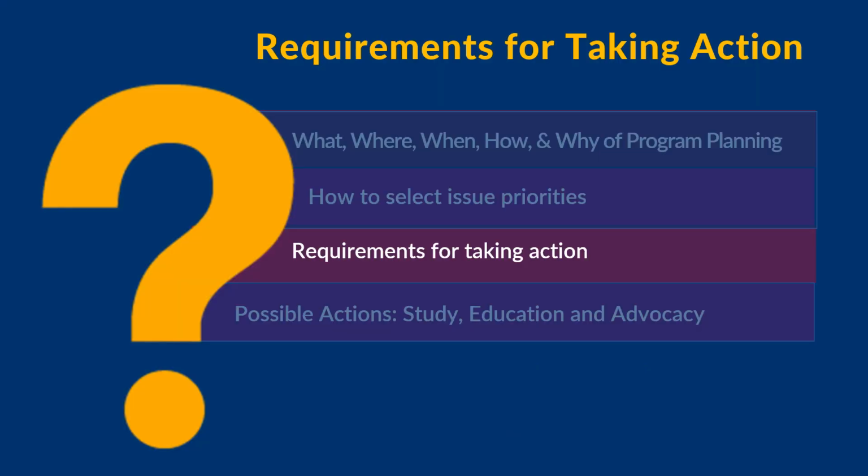Once we have selected our issue priorities, we need to determine if we meet the basic requirements for taking action on those issues. This ensures we are basing our action on league research and principles and are sufficiently informed on the issue.